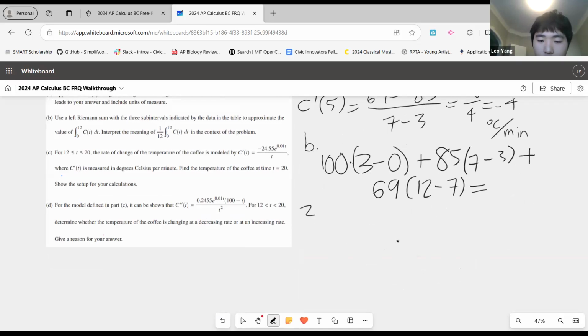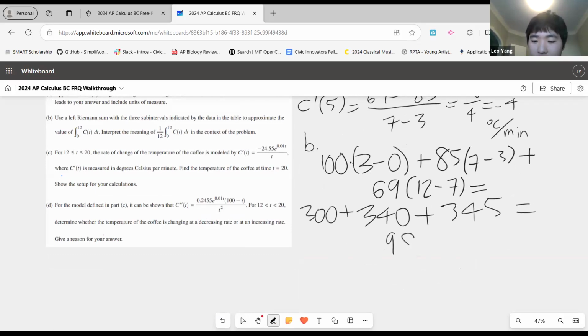This equals 300 plus 85 times 4 is, it would be 340, I believe, plus 69 times 5, which is 345. And this equals 985. So this would be the approximate value.